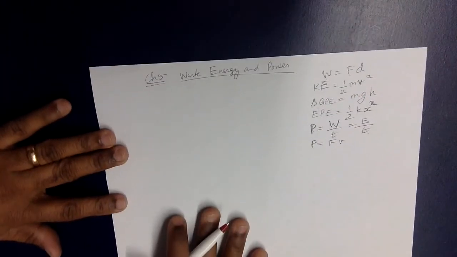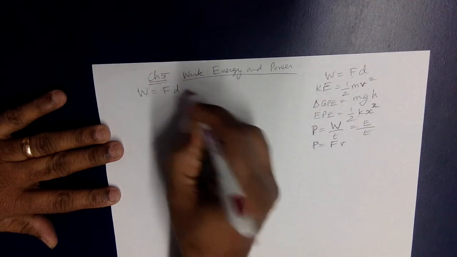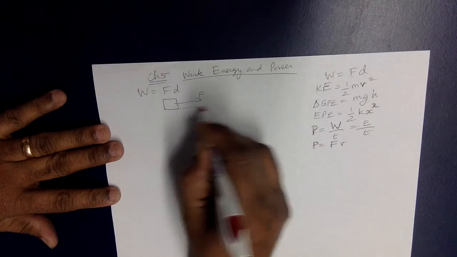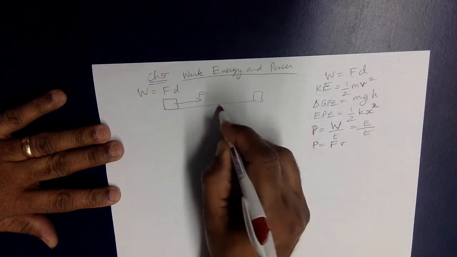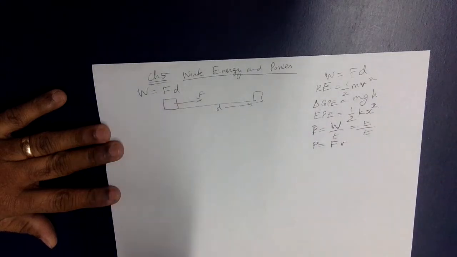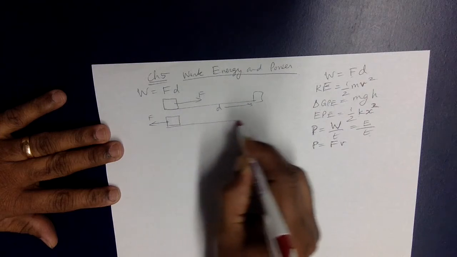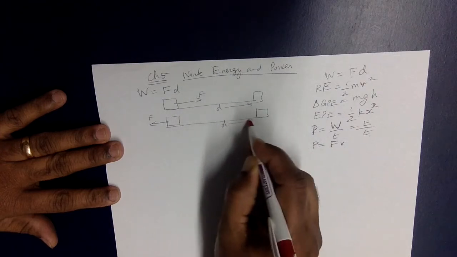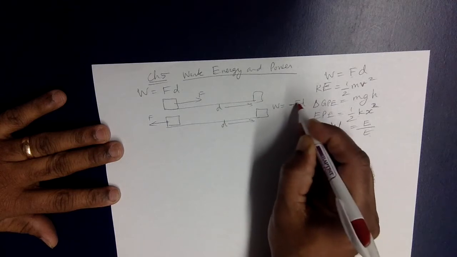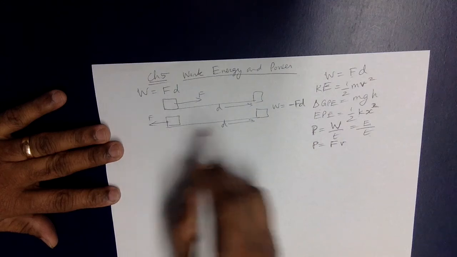That being said, you should understand the main idea of work. Work is force times displacement. So if you have an object and you apply a force F and you move it through a displacement d, then the amount of work done is Fd. But if the force is applied in the backward direction and the object is sliding in the forward direction, then the work done is negative. So when is the work done negative? When the force is opposite to the displacement.